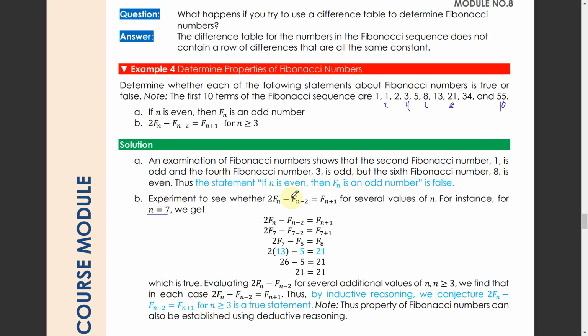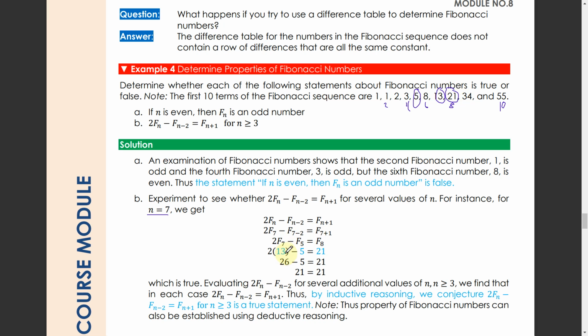So we substitute it into the given statement, which is 2 F of n minus F of n minus 2 is equal to F of n plus 1. We copy the given, then substitute n as 7. Then simplify. We have 2 F7 minus F of 7 minus 2, which is F5. 7 plus 1 is 8, so we have F8. What is the value of F7? F7 is 13. F5 is 5 and F8 is 21.